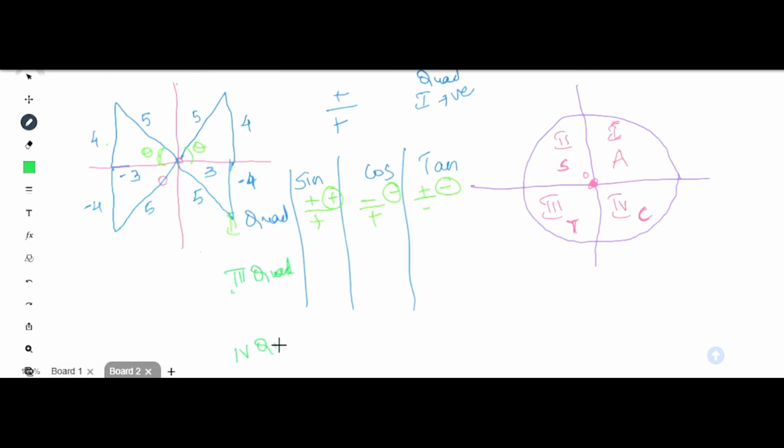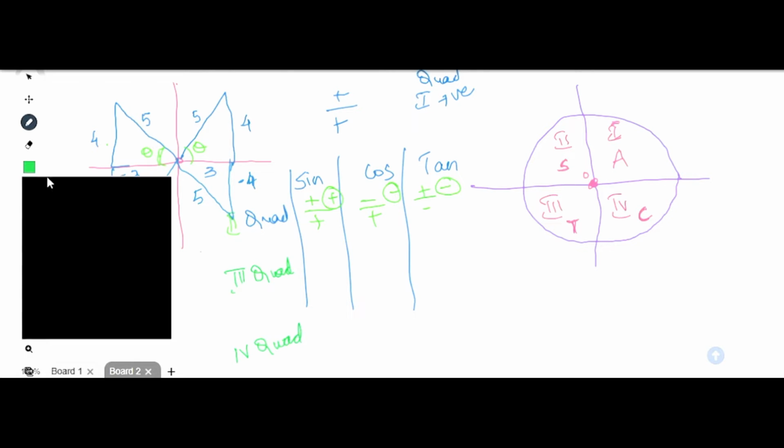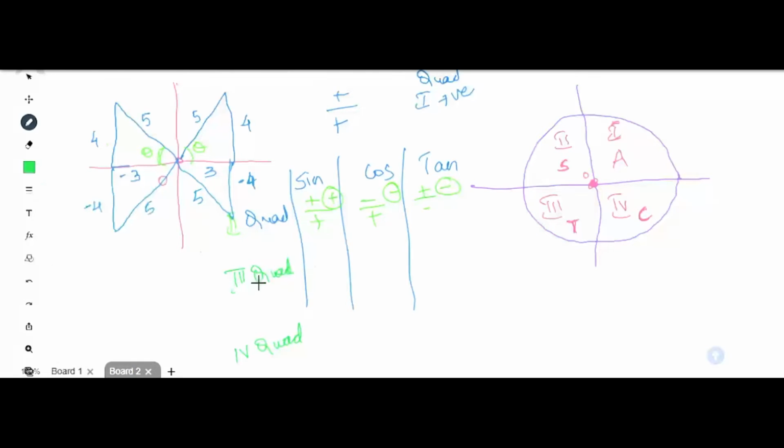Third quadrant and fourth quadrant. So what happens for the third quadrant? As you said, sine is opposite by hypotenuse, negative over positive, correct? So that is negative. Cos is also negative over positive, so that is also negative. Now here tan. Tan would be negative over negative, which is positive. Very good.